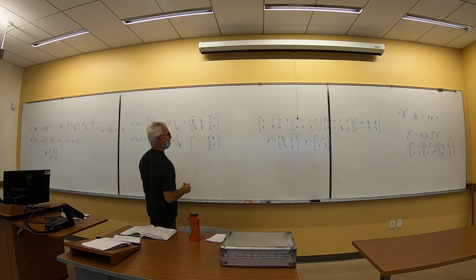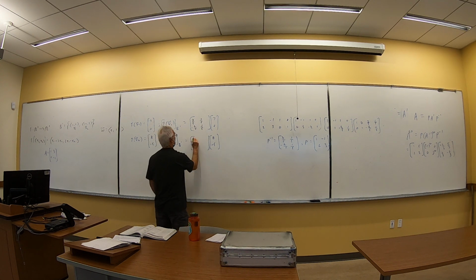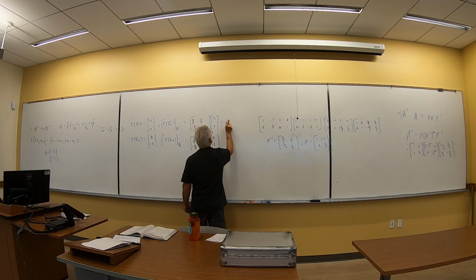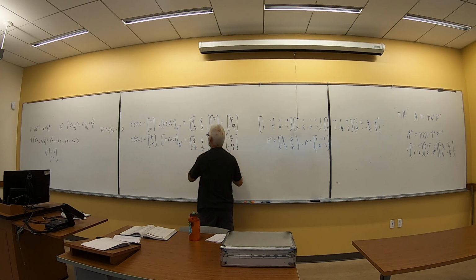Is that right? 1/5, 1/5? Okay. Yeah, make sure I wrote it down correctly. So what do I get? 21 minus 0, so 21/5, negative 14/5. And then here, 24 minus 5, so 19/5. Negative 16 minus 5, so negative 21/5.